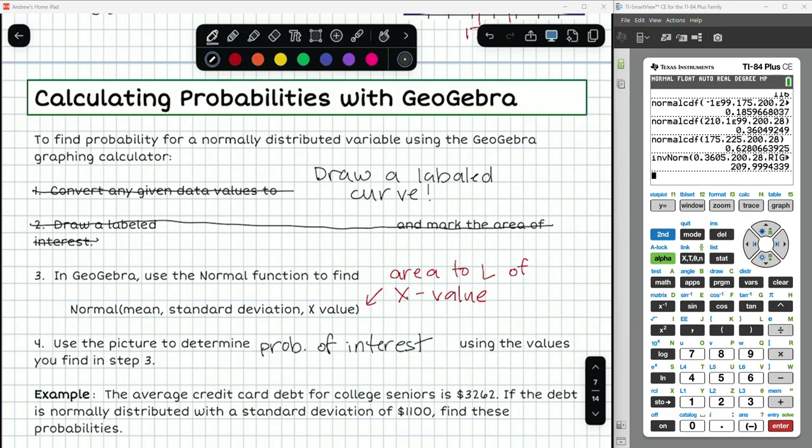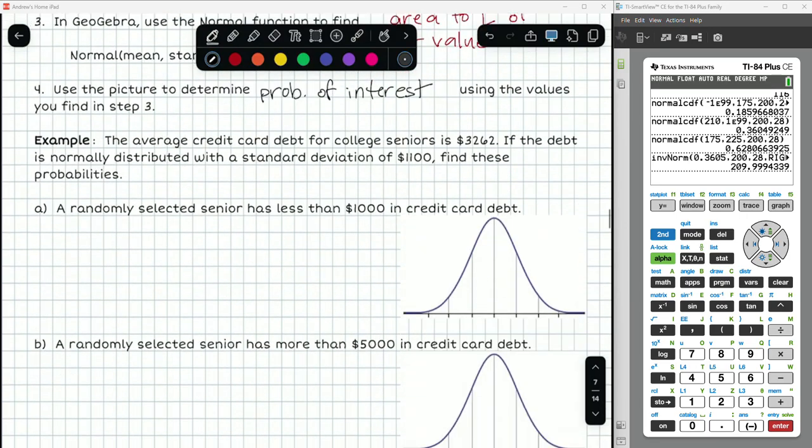We're going to do some examples and I'm going to show you what that looks like. I'm also going to show you a neat function on GeoGebra that the other calculators don't do. But let's look at our example.